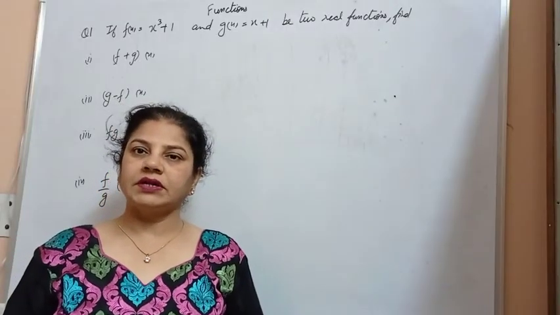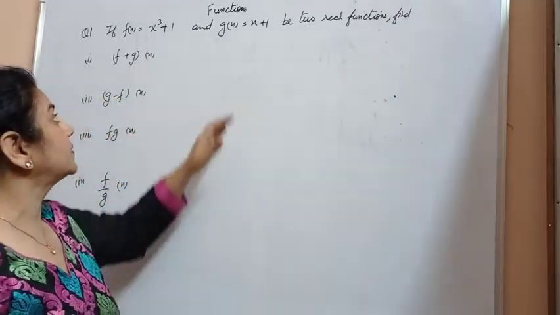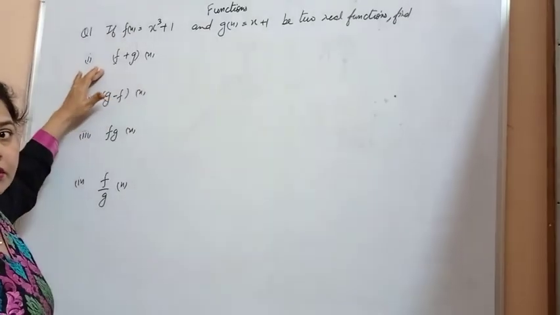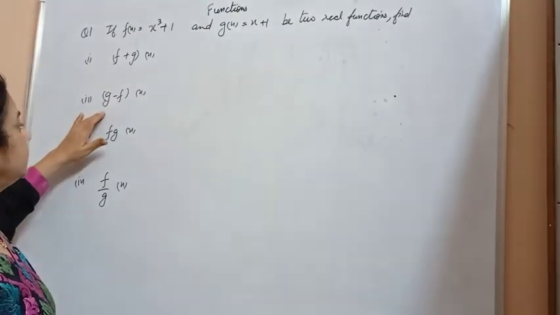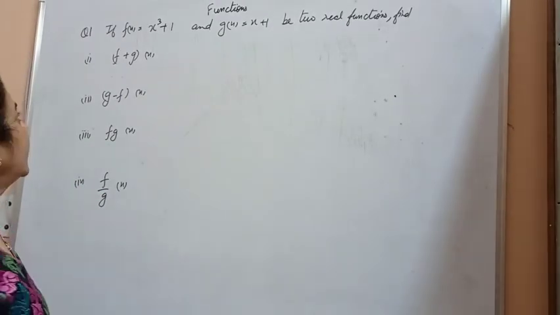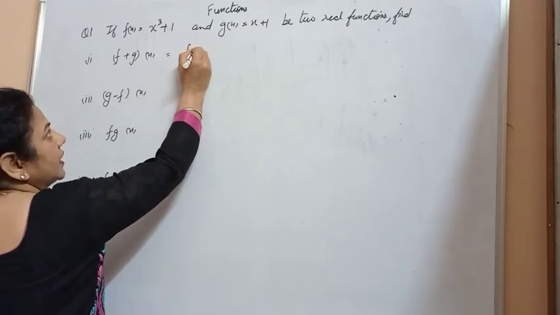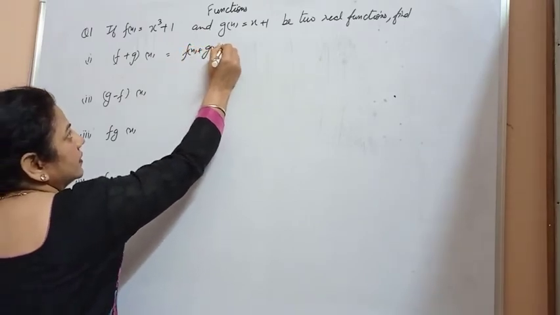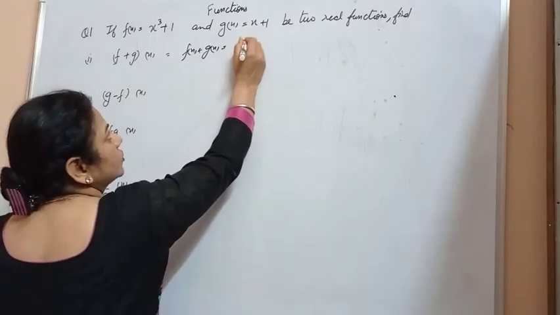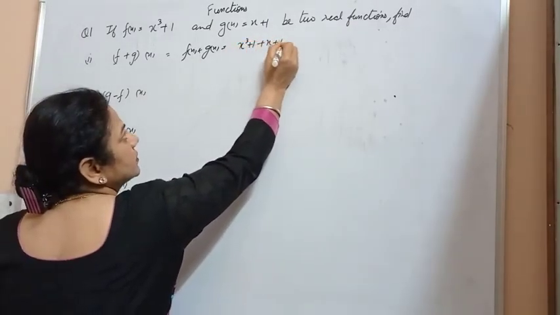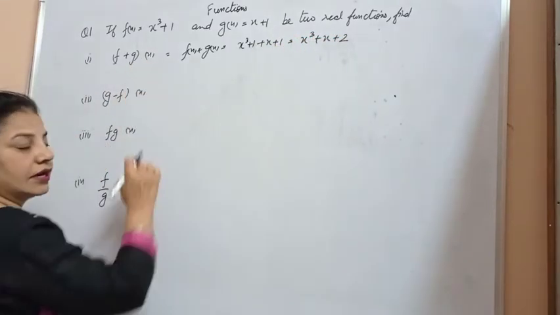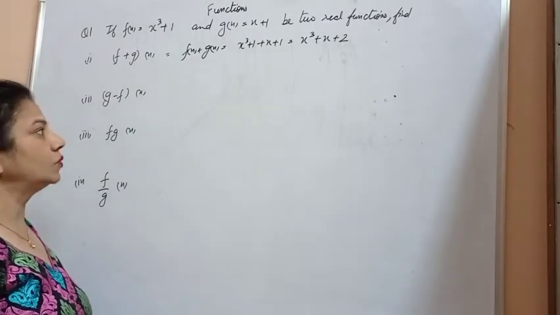If f(x) is the function x³ + 1 and g(x) is the function x + 1, two real valued functions, find the algebra of functions: f + g, g - f, f · g, and f/g. (f + g)(x) could be written as f(x) + g(x). That means if we add the two functions, we will get f + g. So here we have x³ + 1 + x + 1, which is equal to x³ + x + 2. So (f + g)(x) is x³ + x + 2.